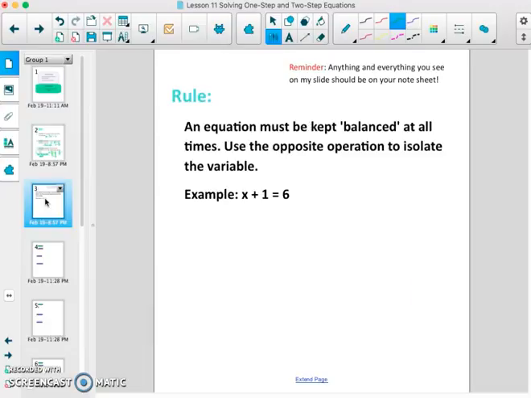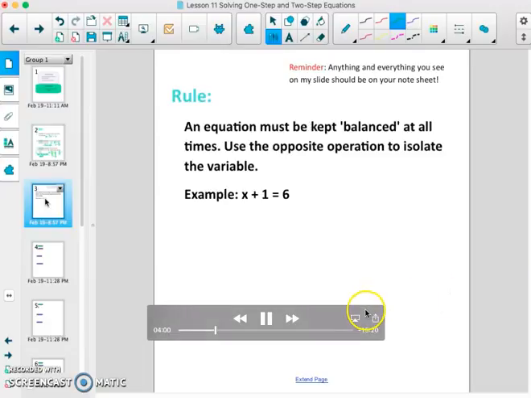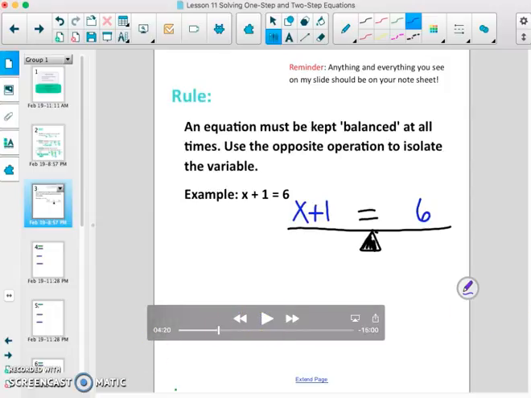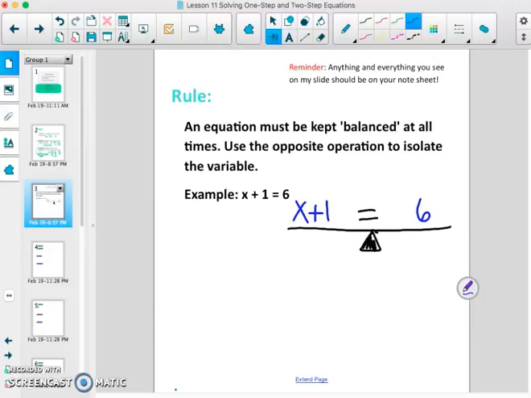Okay, if I actually draw a little balance here, I'll get this balance beam, and I'm going to put the equal sign in the middle. Then I'm going to write each part of the equation on either side. So we have this x plus 1 and we have it equal to 6. Then we stop and we say, okay, what do we have to do to get x by itself? Because we want to get x by itself in order to solve.